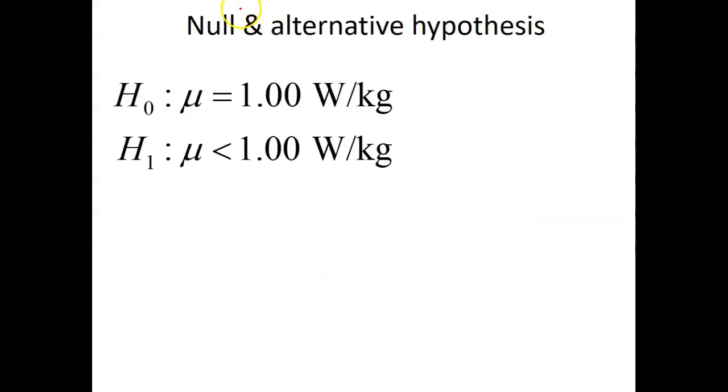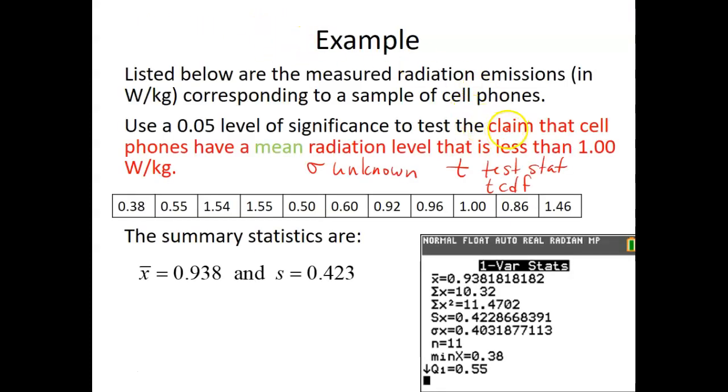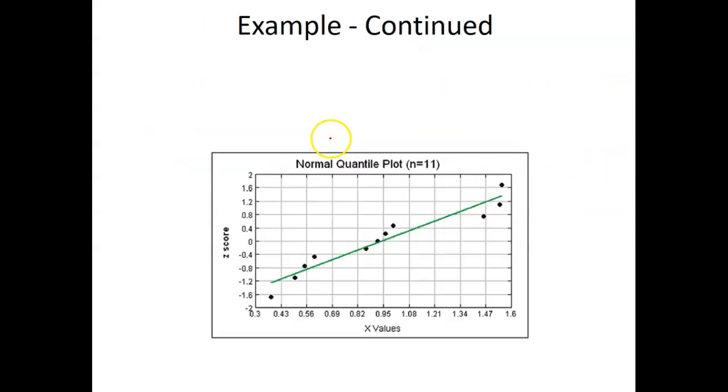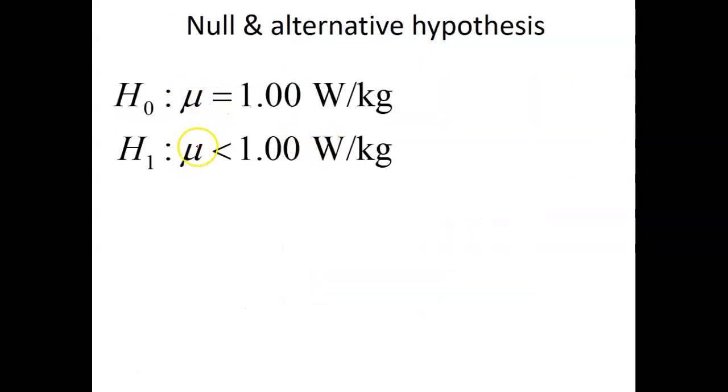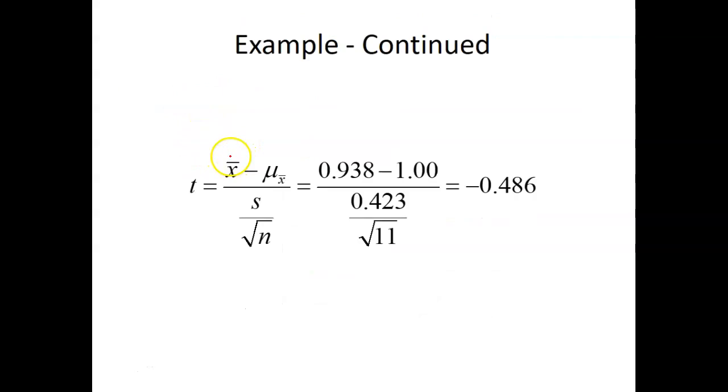So if we set up our null and our alternative hypothesis, going back to our claim statement, we can see that the claim is that cell phones have a mean, so we're going to use mu, radiation level that is less than 1. So that's how we're going to set this up. We're going to have mu is less than 1.